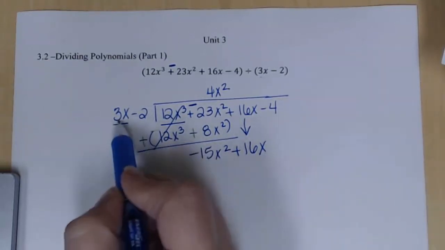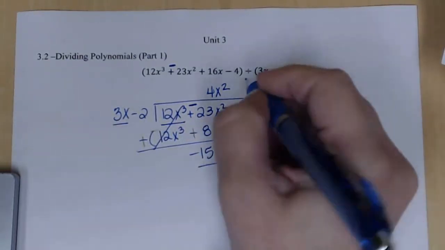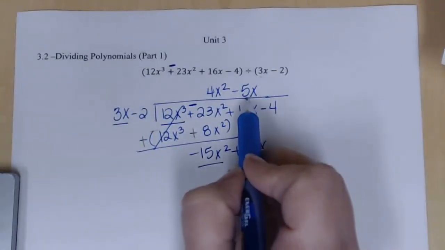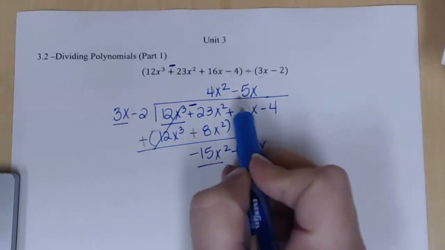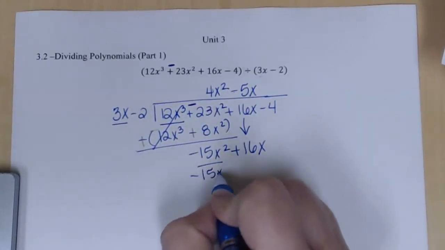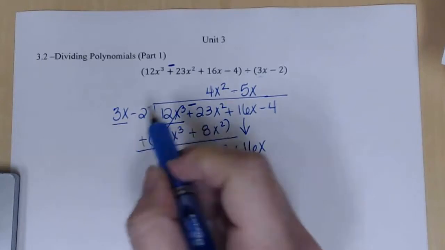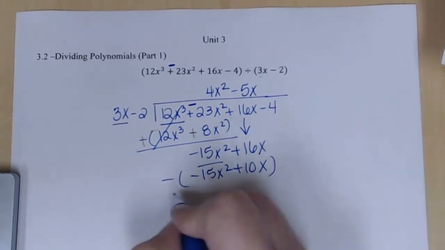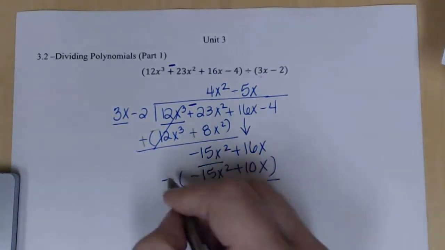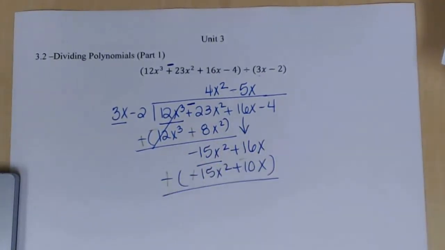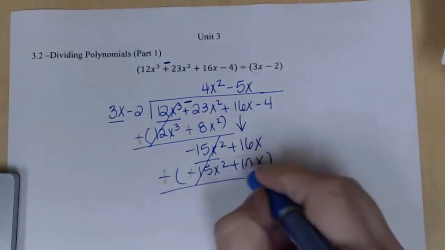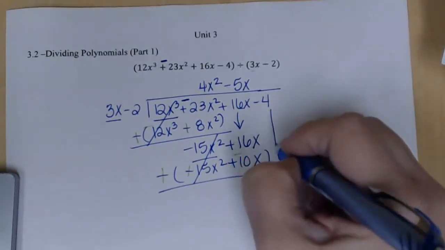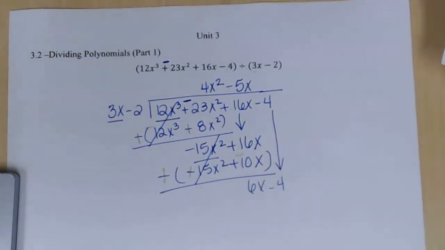Now compare again. 3x times what is negative 15x squared, and that's a negative 5x. Multiply. Negative 5x times everything out front. Negative 5x times 3x is negative 15x squared. Negative 5x times negative 2 is positive 10x. I want to subtract that whole thing. So I'm going to change all the signs. So this cancels, and 16 plus negative 10 is 6x. Bring down the last term, negative 4.